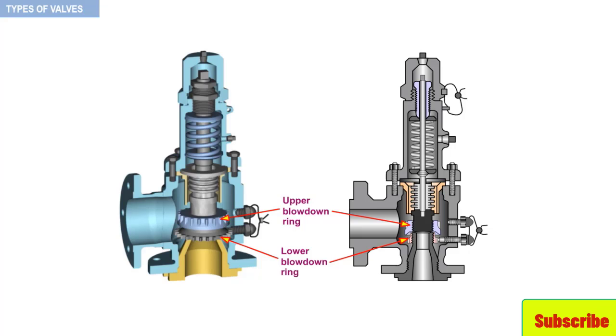The upper blowdown ring is usually factory set. The lower blowdown ring is also factory set, but can be altered under certain circumstances. In the top position of the lower blowdown ring, the overpressure decreases and the valve pops rapidly, but the blowdown increases and vice versa.